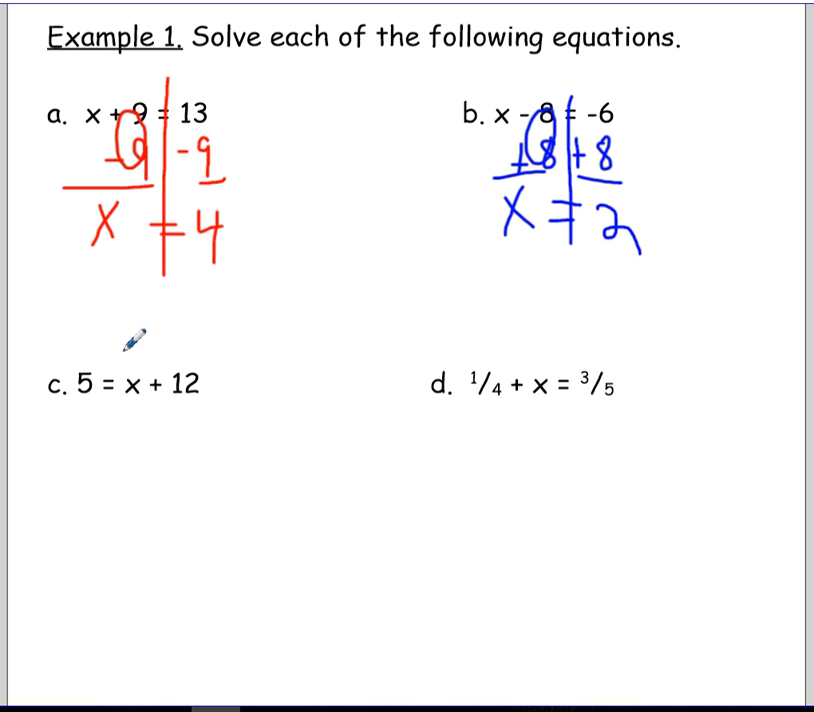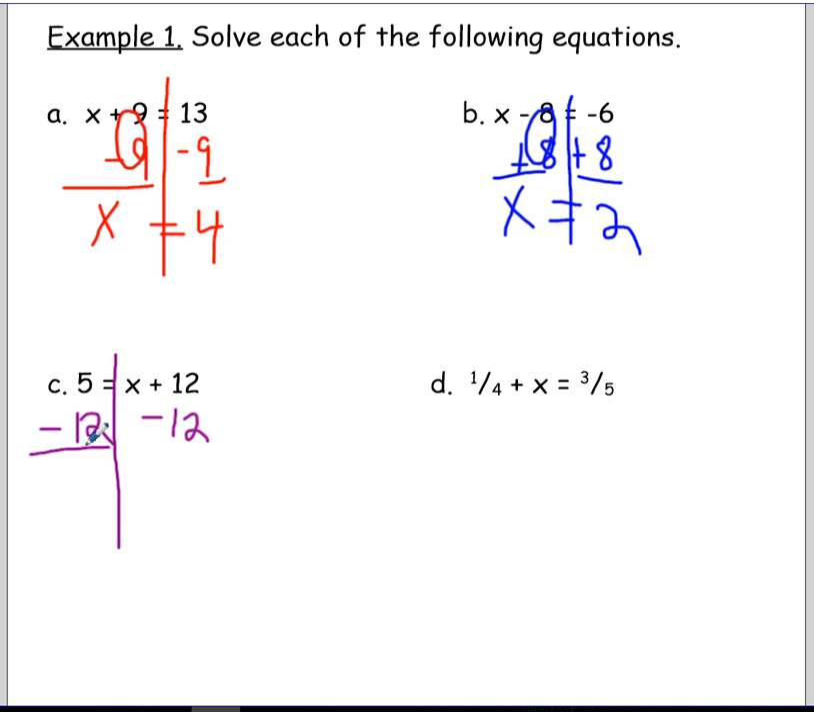For c, we have the x on the right-hand side, but that's okay. We're still going to do the same thing. Here's where our equal sign is. We have 5 equals x plus 12. So the side with the x, what we see that we need to get rid of to solve for x is the plus 12. And so we'll subtract 12, which means across from the equal sign, we have to subtract 12 as well.